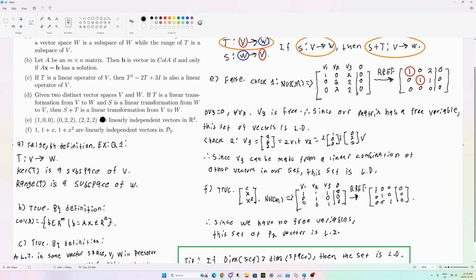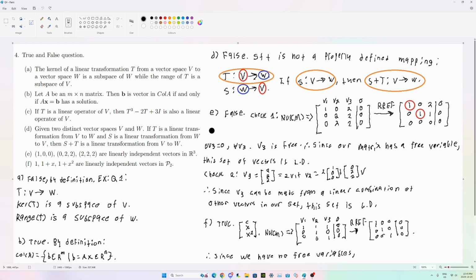So given we have these three vectors, is this a set of linearly independent vectors in R3? There are two ways to check this. The first way is to store these vectors as a column matrix, and then set it equal to the null space. After we do that, you RREF, and you look at the number of pivots you have. In this case, we have two pivots, and we have one free variable. There's a theorem that if you have a free variable, then the set is linearly dependent. So we're going to use that here. Since our matrix has a free variable, this set of vectors is linearly dependent.